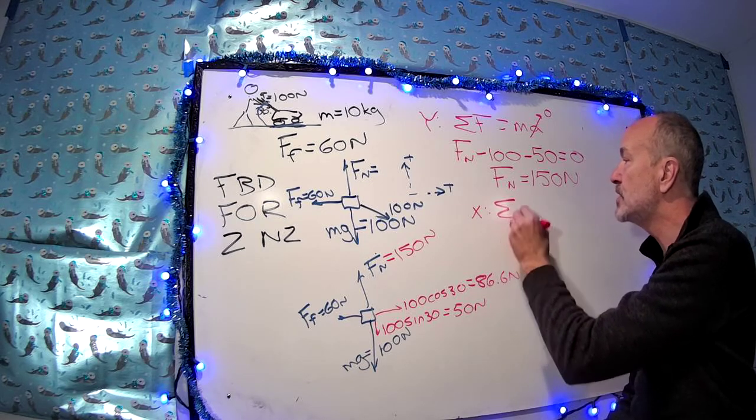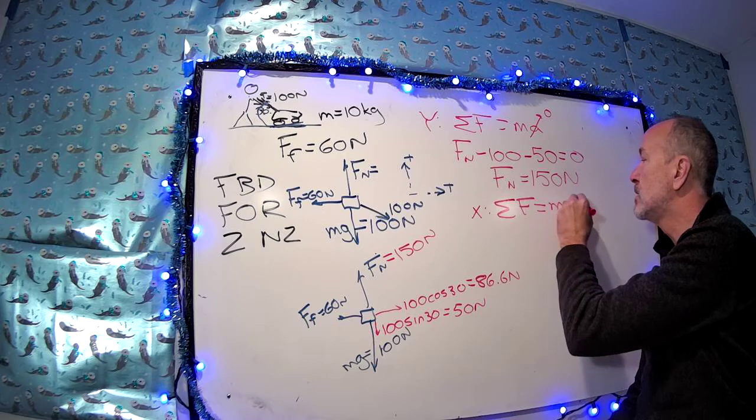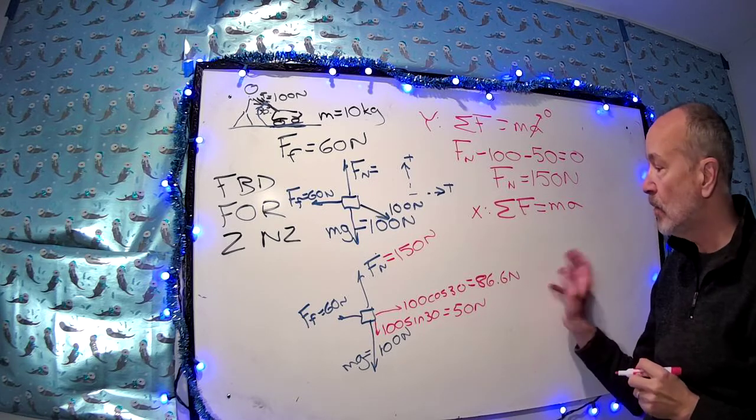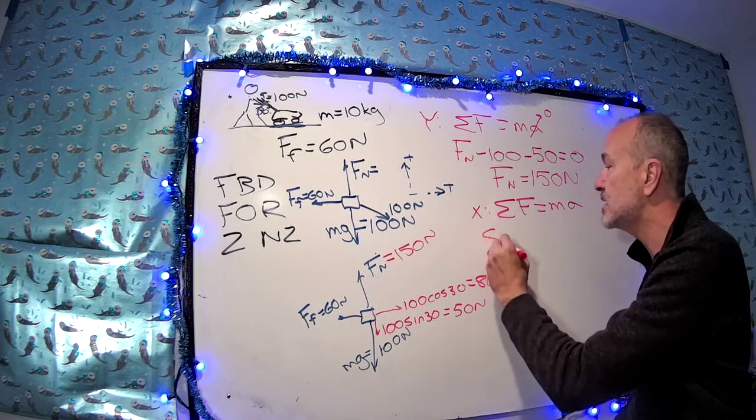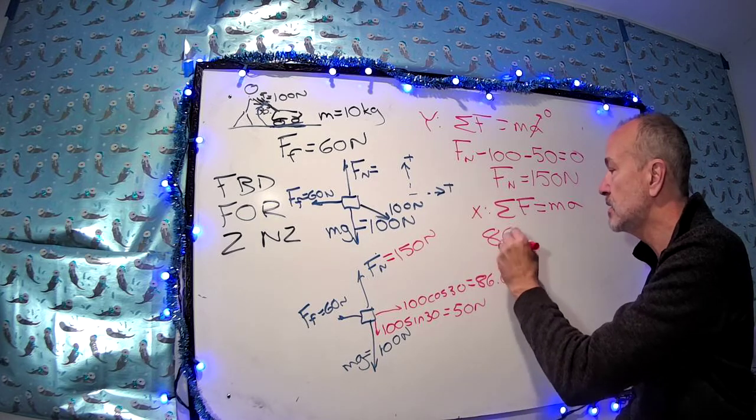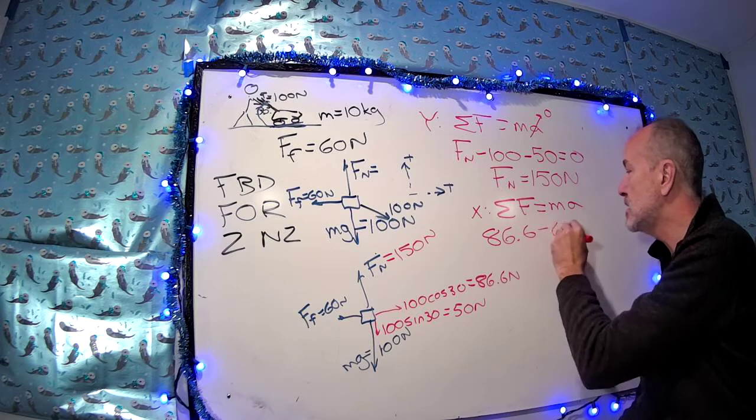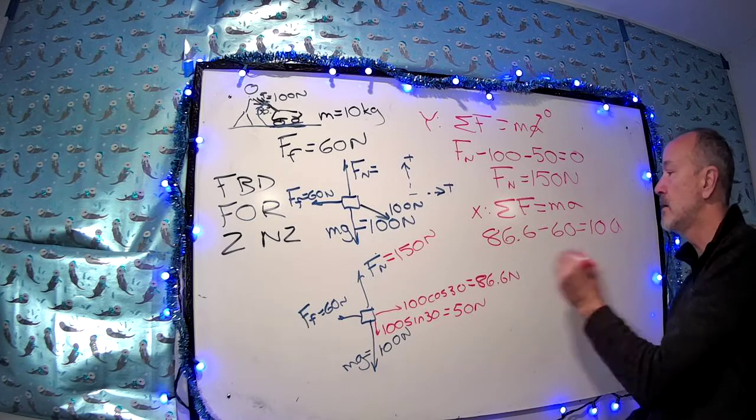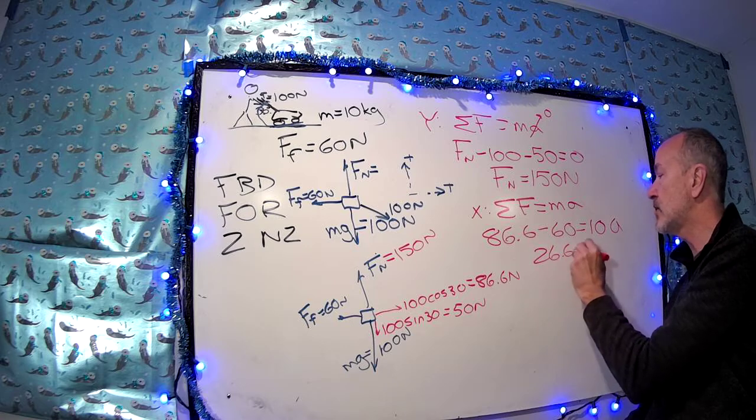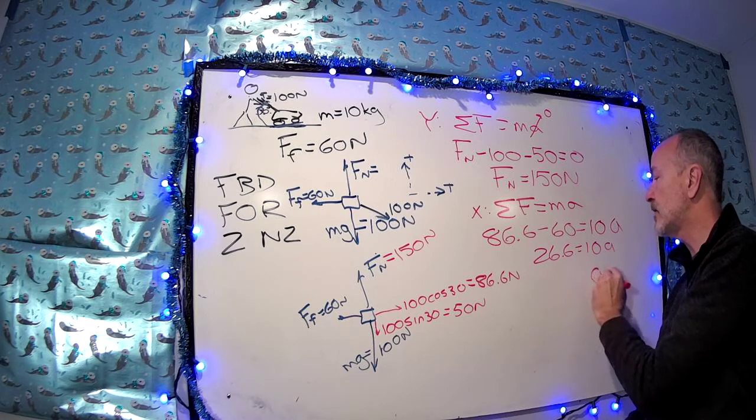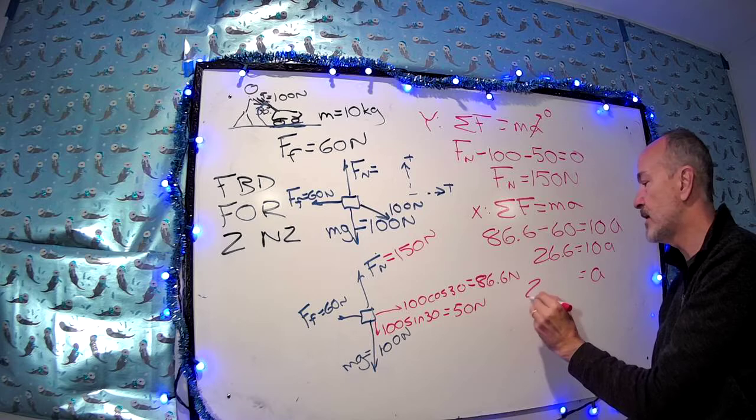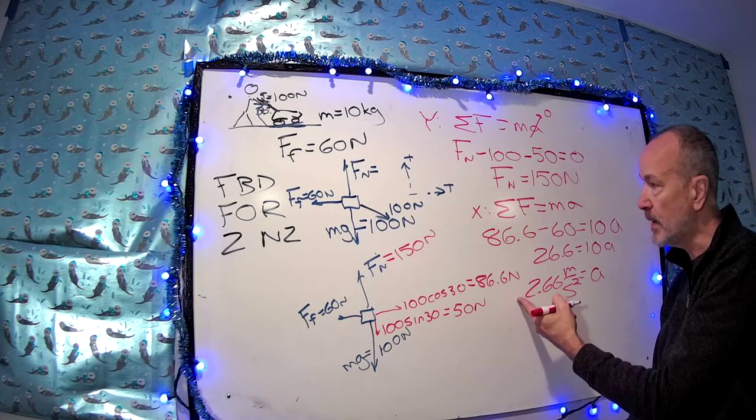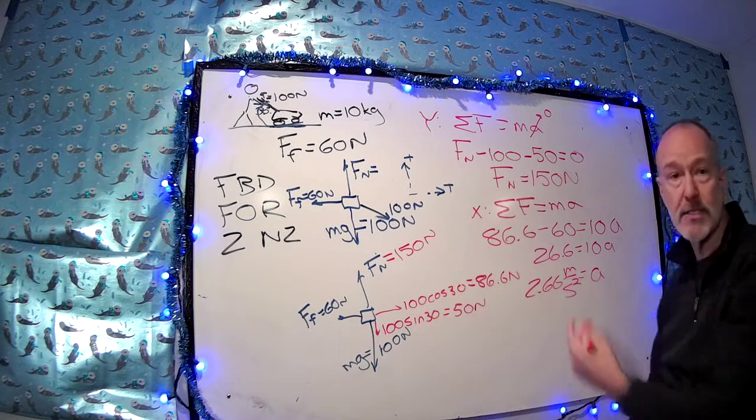Okay, sum of forces equals ma. Trying to find that acceleration. What's it accelerating at? Well, we got 86.6 in the positive direction. That's the positive direction. Minus 60 equals the mass, 10, times a. 26.6 equals 10a. Acceleration is 26.6 divided by 10, which is 2.66 meters per second squared. It's positive, therefore it's going to accelerate in that direction.